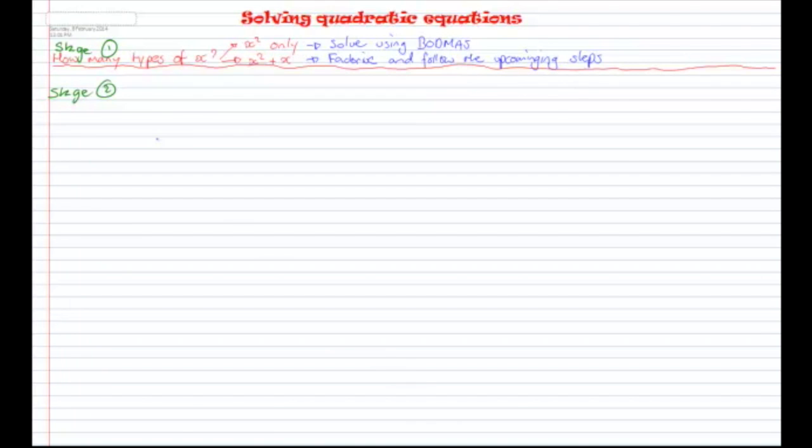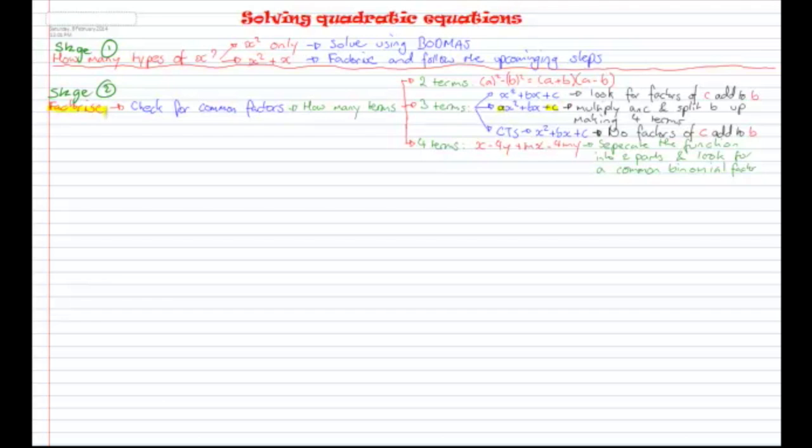And stage 2 of this process is to factorise. Now we do this first of all by checking for common factors and taking these out if there's any there, and then we check to see how many terms we have. So for example, if you've got 2 terms, you're going to solve using the method a squared minus b squared is equal to a plus b, a minus b. Whereas if you've got 3 terms, you've actually got 3 methods to solve. So for example, if you've got x squared plus bx plus c, that is there's no a out the front, what we do is look for the factors of c that add to b.